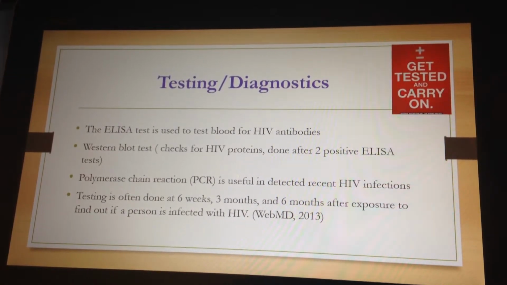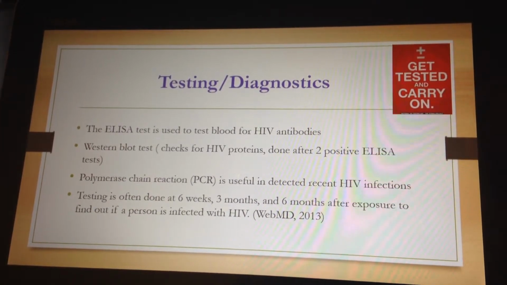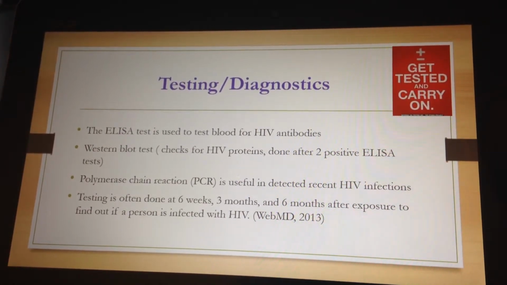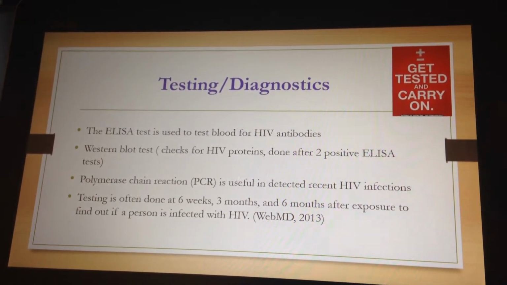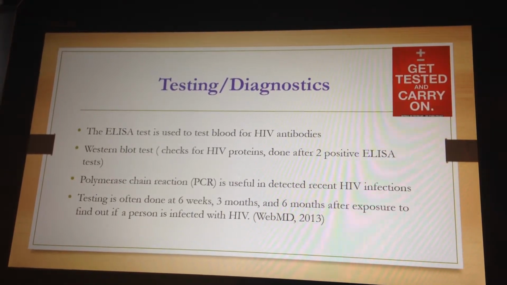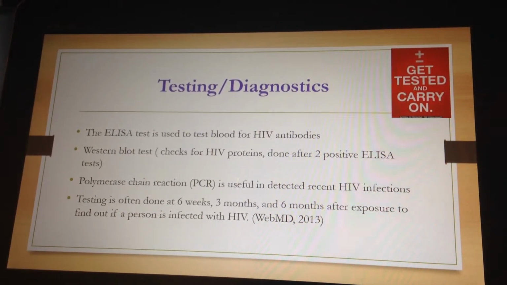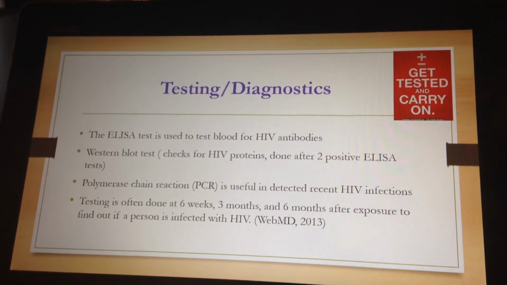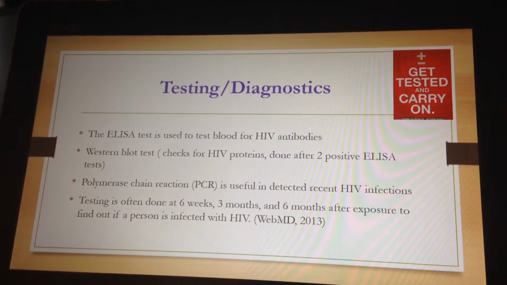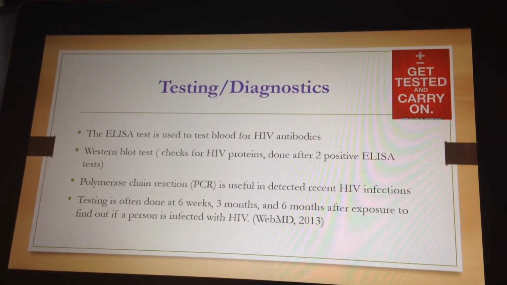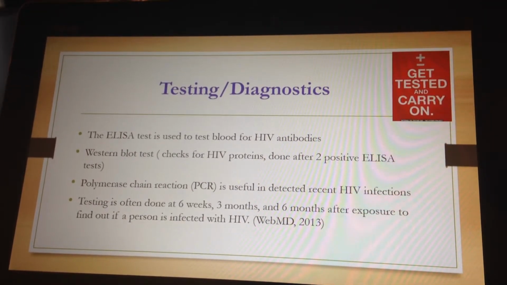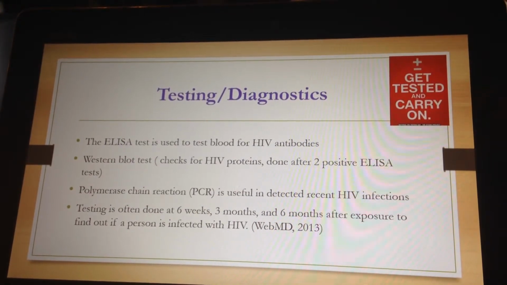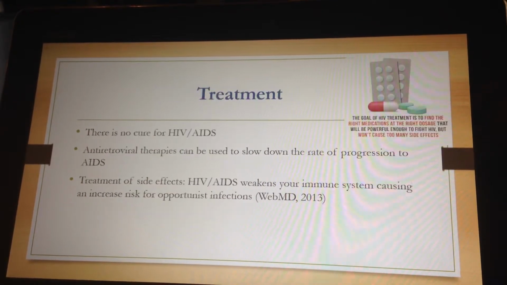Testing and diagnostics. The ELISA test is used to test blood for HIV antibodies. After 2 positive ELISA tests, a Western blot is performed. Polymerase chain reaction is useful in detection of recent HIV infection. Testing is often done in intervals at 6 weeks, 3 months, and 6 months after exposure to find out if the person is infected with HIV.